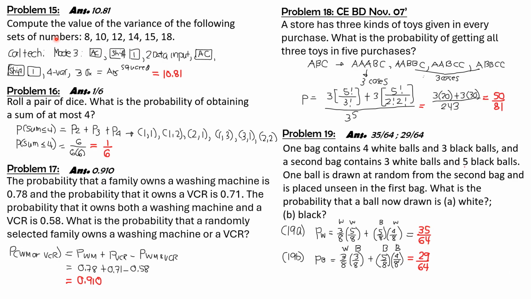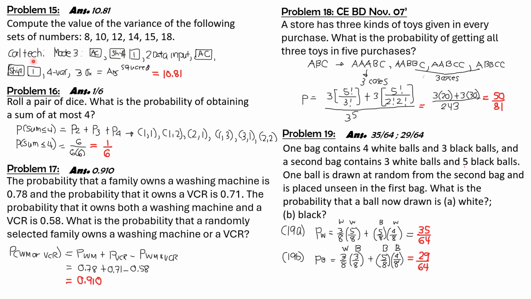Problem 18. Compute the value of the variance of the following set of numbers: 8, 10, 12, 14, 15, 18. So I hope that you can compute the variance manually using the formula: summation from i to n of quantity x minus the mean, squared, over n.